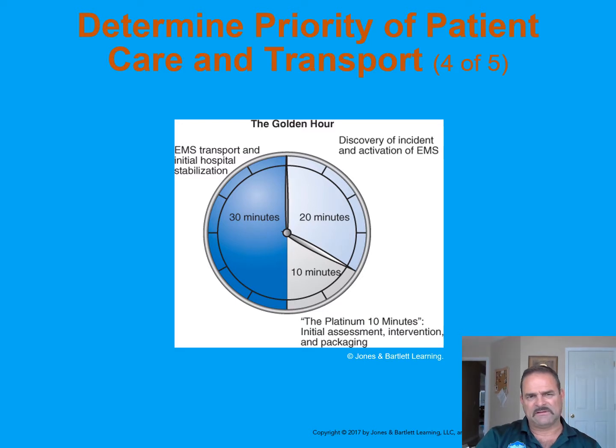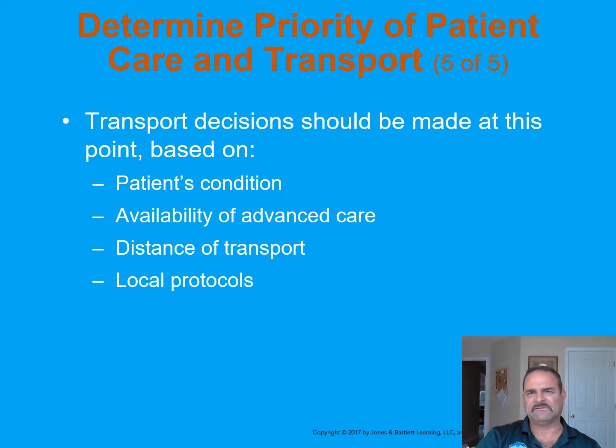This is on slide 39. It shows you the progression of the golden period. This says golden hour, but it's the golden period. Transport decisions should be made at this time based on the patient's condition, the availability of advanced care, and the distance of the transport. You may have to use either ground, your little ambulance, there he goes, he has wheels, or you may have to use air.